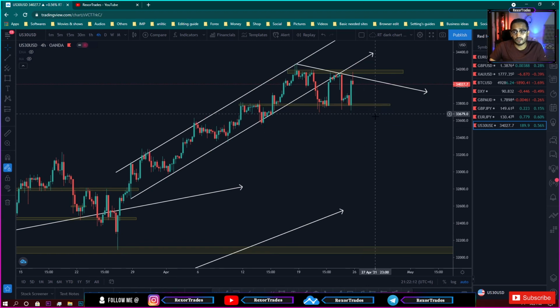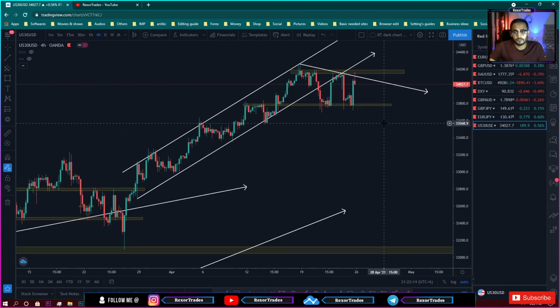So that's what I think US30 might be doing for now. You can just wait for the price to actually break and close below this zone, and that's when you can take the entry. So that's my analysis on these four pairs.